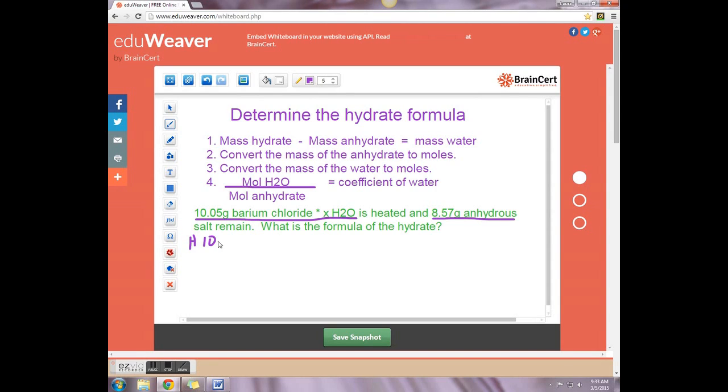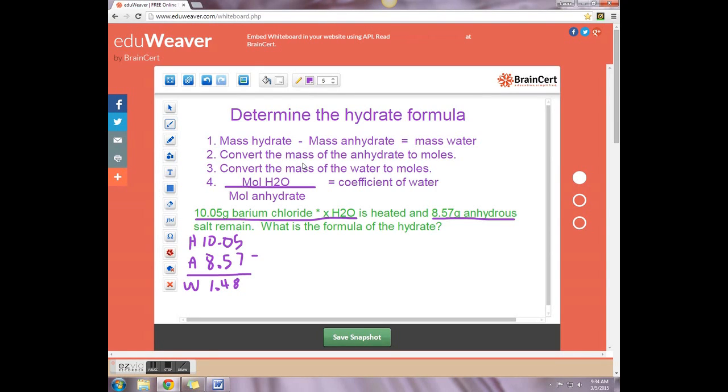So the mass of the hydrate, 10.05 grams, minus the anhydrate, 8.57 grams. I subtract these two values to determine the mass of the water that was lost due to evaporation. And that value is 1.48 grams of water.